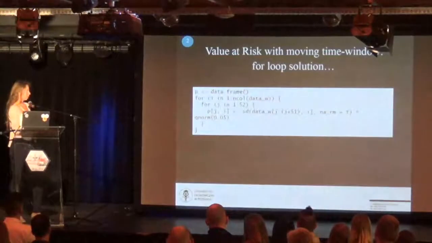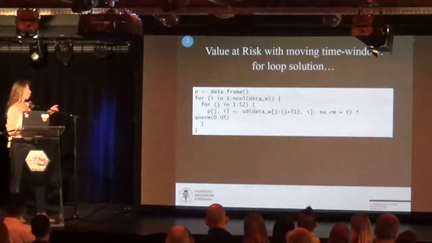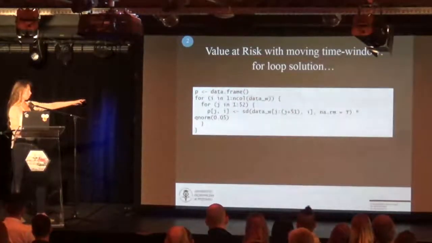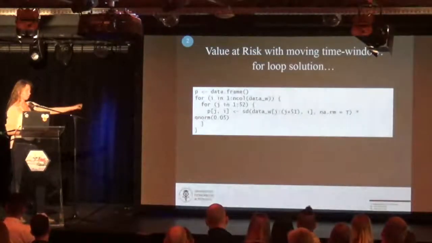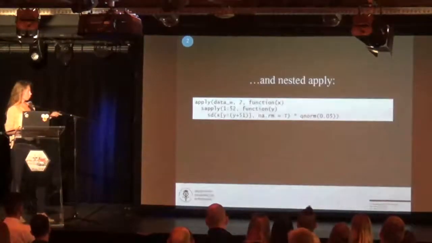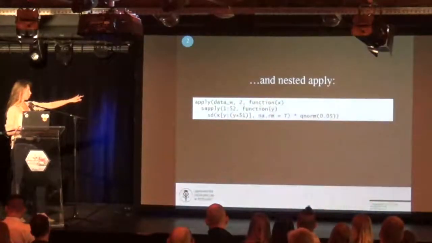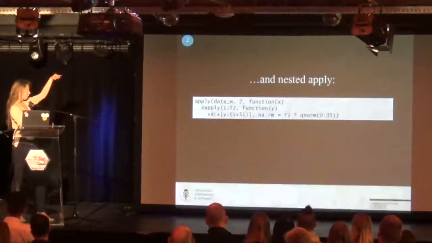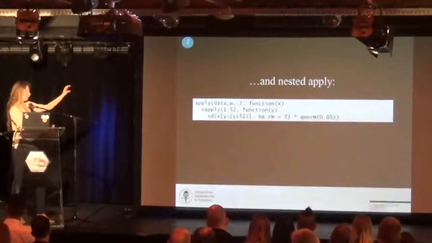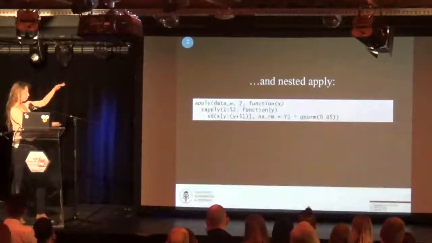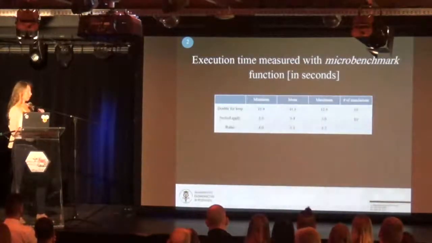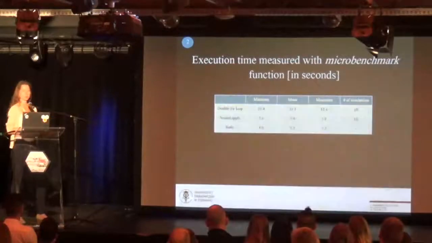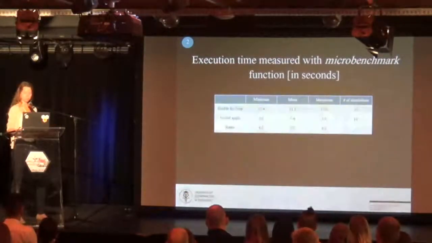And when I applied the for loop solution, I went again through the columns and through the rows, applying the index from 1 to 52 and using the value at risk formula. And the other solution with the apply function. So I have the apply function along the columns, and within each column I have the sapply with the indexing 1 to 52. So I have the moving window, and again the result was the same. However, the execution time went down 3 to 4 times compared to the for loop.